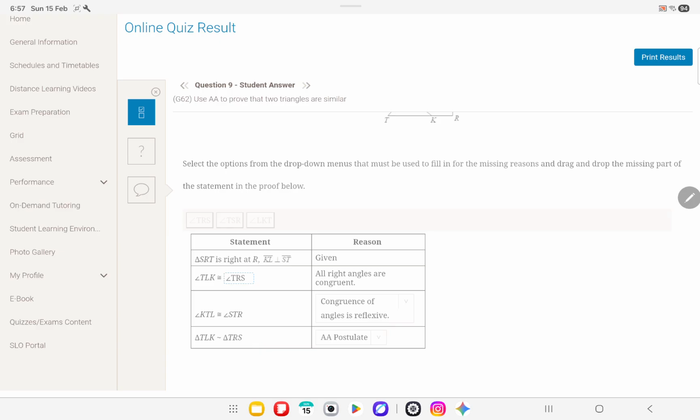So how do we figure this out? What do we know now? We know that there's one angle that is congruent to another angle, and then one angle congruent to another angle. So when we have two angles that are congruent to each other, it's the AA postulate. That's it.